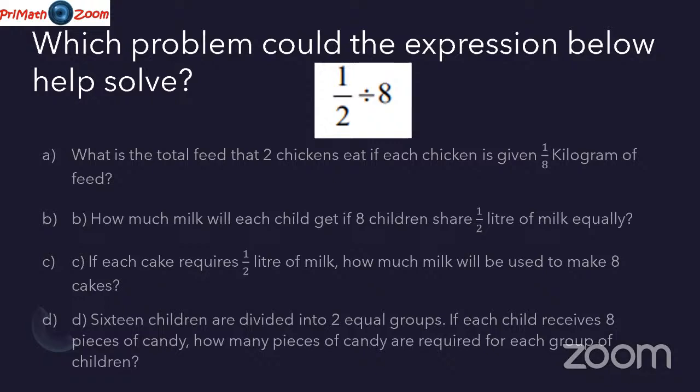All right, so Jalisa says here we're dividing 1/8 by 2. Let me see what is the total feed that 2 chickens eat if each chicken is given 1/8 kilogram of feed. So Jalisa, you say 1/8 divided by 2. But it says each chicken is given 1/8 kilogram of feed. Yes, Audrey says how much 2 chickens will eat. All right, so what kind of expression could we use for this? Jalisa is saying 1/8 divided by 8.